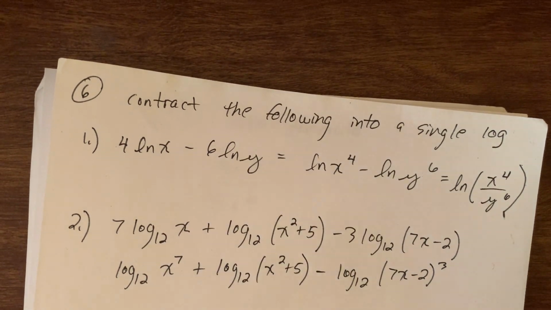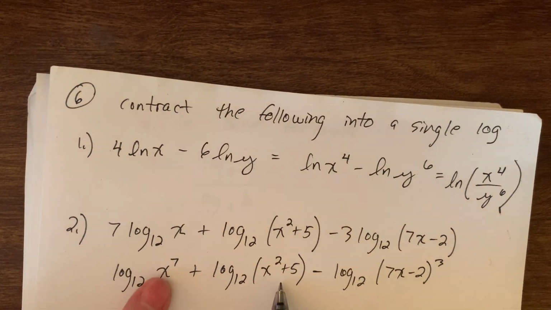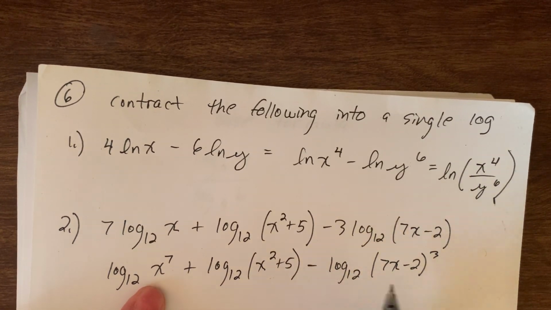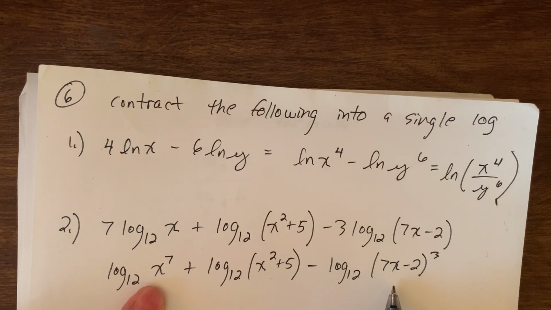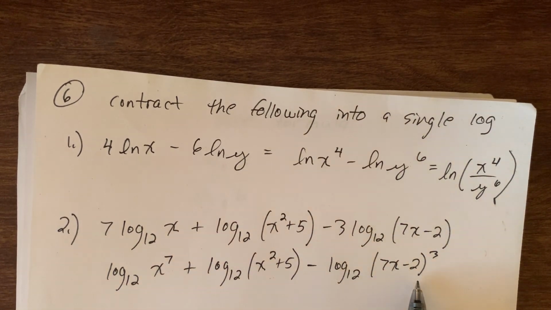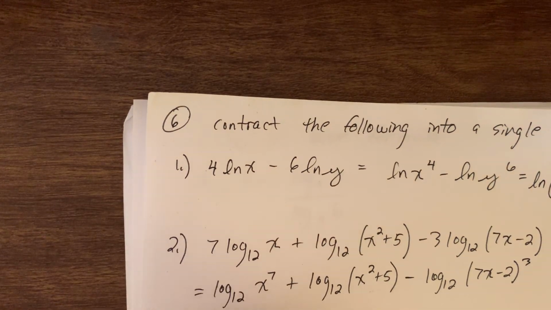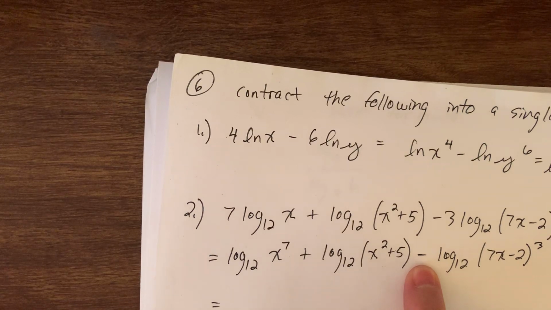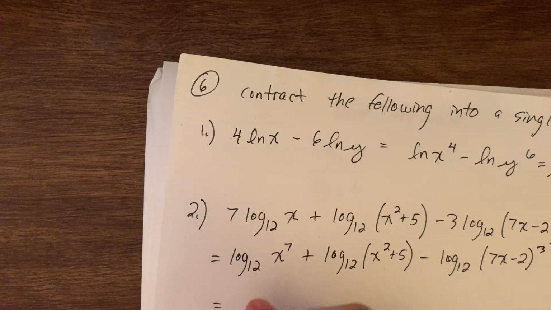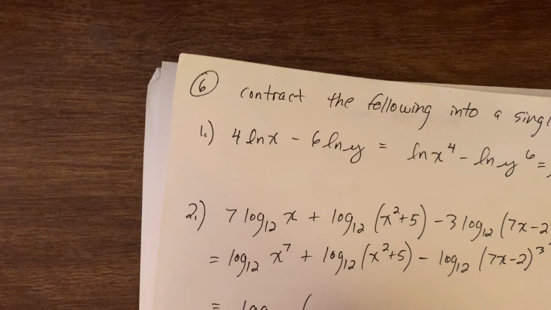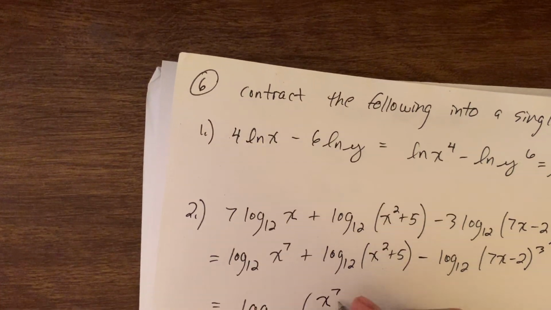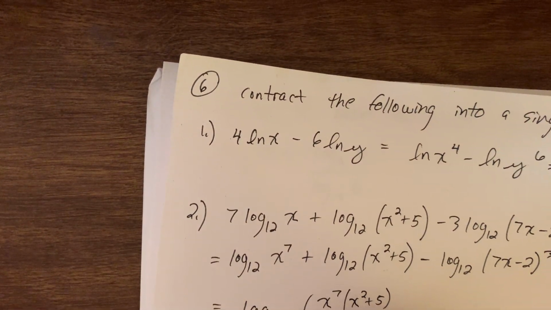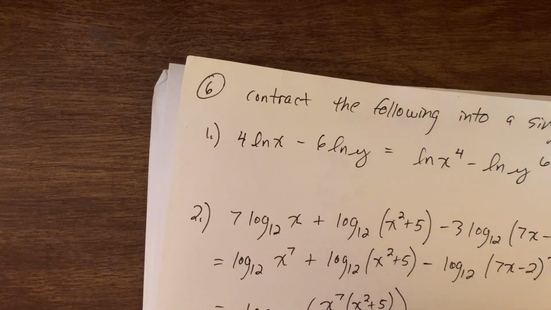And now, you can go slow. These 2 are attached by plus. These get multiplied together. And then, in a separate step, all of this would be connected to this by subtraction, so it would become division. But it would be so nice to do that all at once. The pluses are multiplied in the top, the minuses in the bottom. Well, there's only 1 minus, so there's only 1 piece in the bottom. Log base 12, x to the 7 times x squared plus 5, all divided by 7x minus 2 cubed.